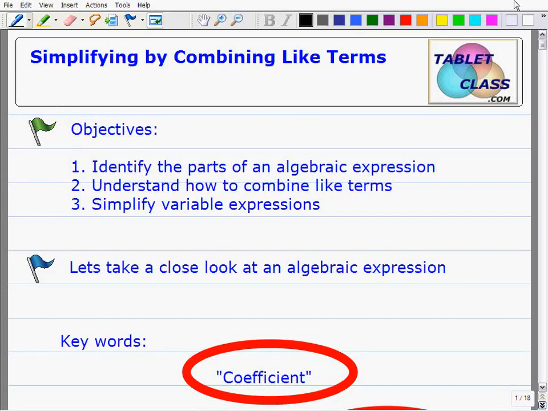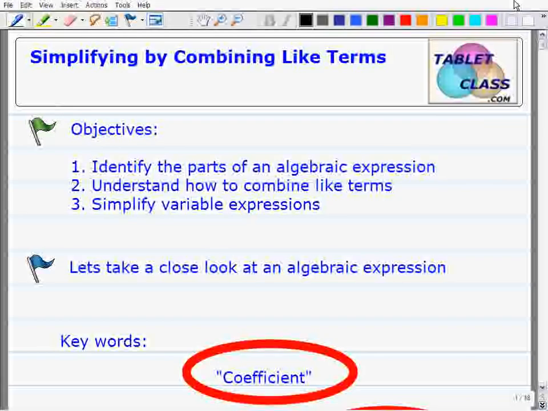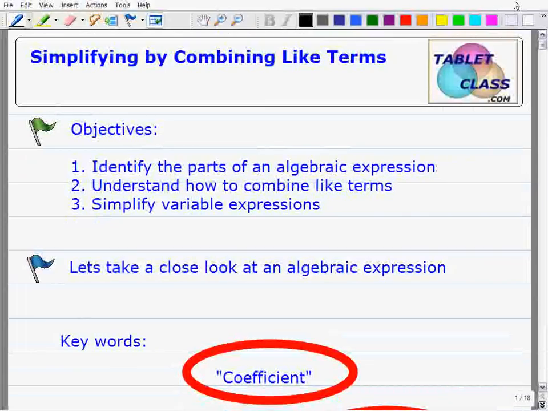Let's take a look at our objectives of this video. First thing we want to do is identify the parts of an algebraic or variable expression. Then we want to understand how to combine like terms. And then we're going to simplify variable or algebraic expressions.